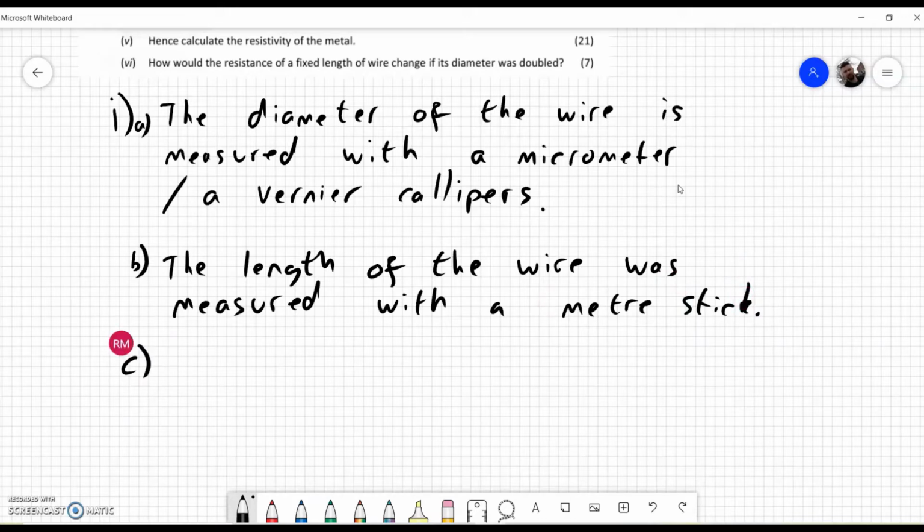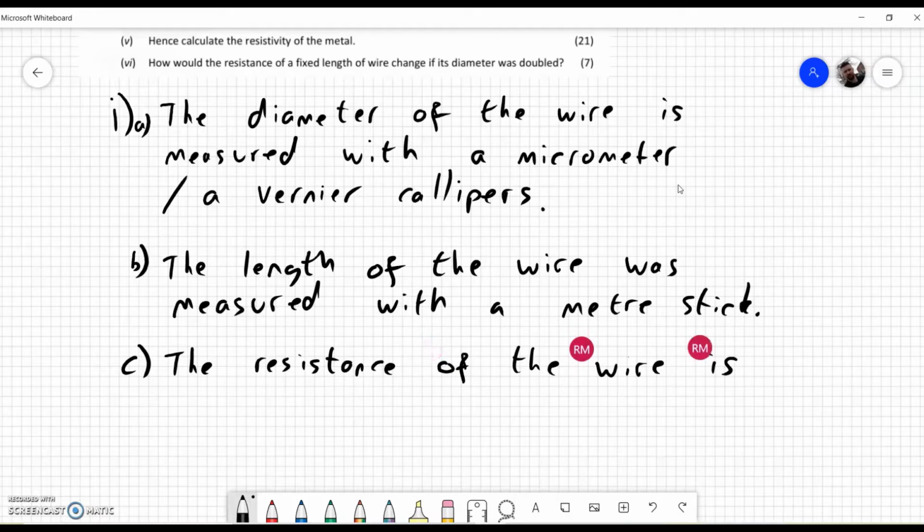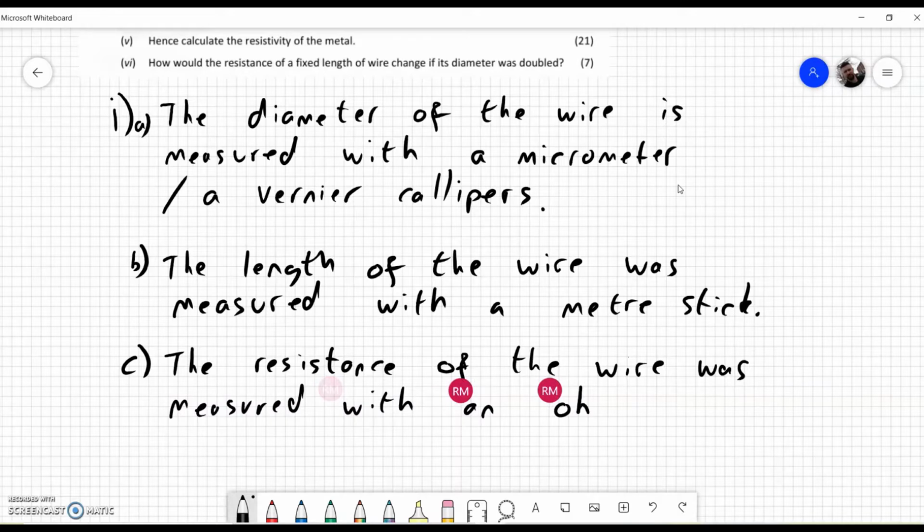And C, the last thing they asked us for was the resistance of the wire. So again, a full sentence. The resistance of the wire is measured, or was measured, sorry, past tense. They don't really worry about that in the exam, but I like to have a habit of it. Was measured with an ohm meter. They're not too fussed about the spelling, but as always try to aim to have the most accurate and precise spelling you can.